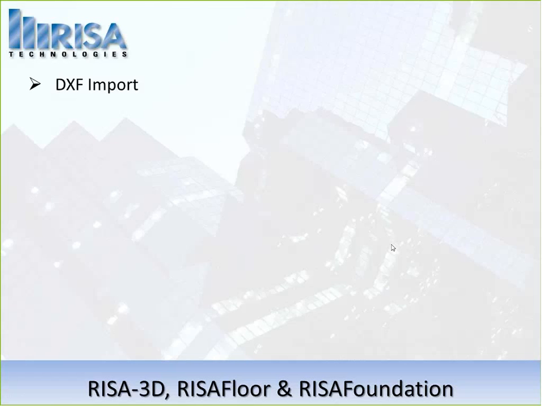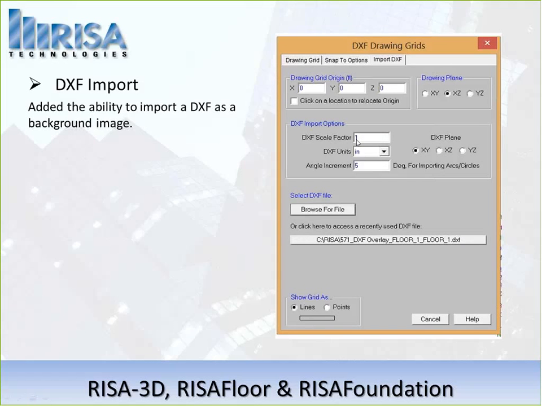Now I would like to show this feature we've added as a grid line import. We've always had DXF import and DXF export, so you could just import a model in and then you could just export it out. Now what this is going to do is actually act more like a drawing grid. It's going to lay it behind the scenes, and you can click to that drawing grid using this DXF background image.